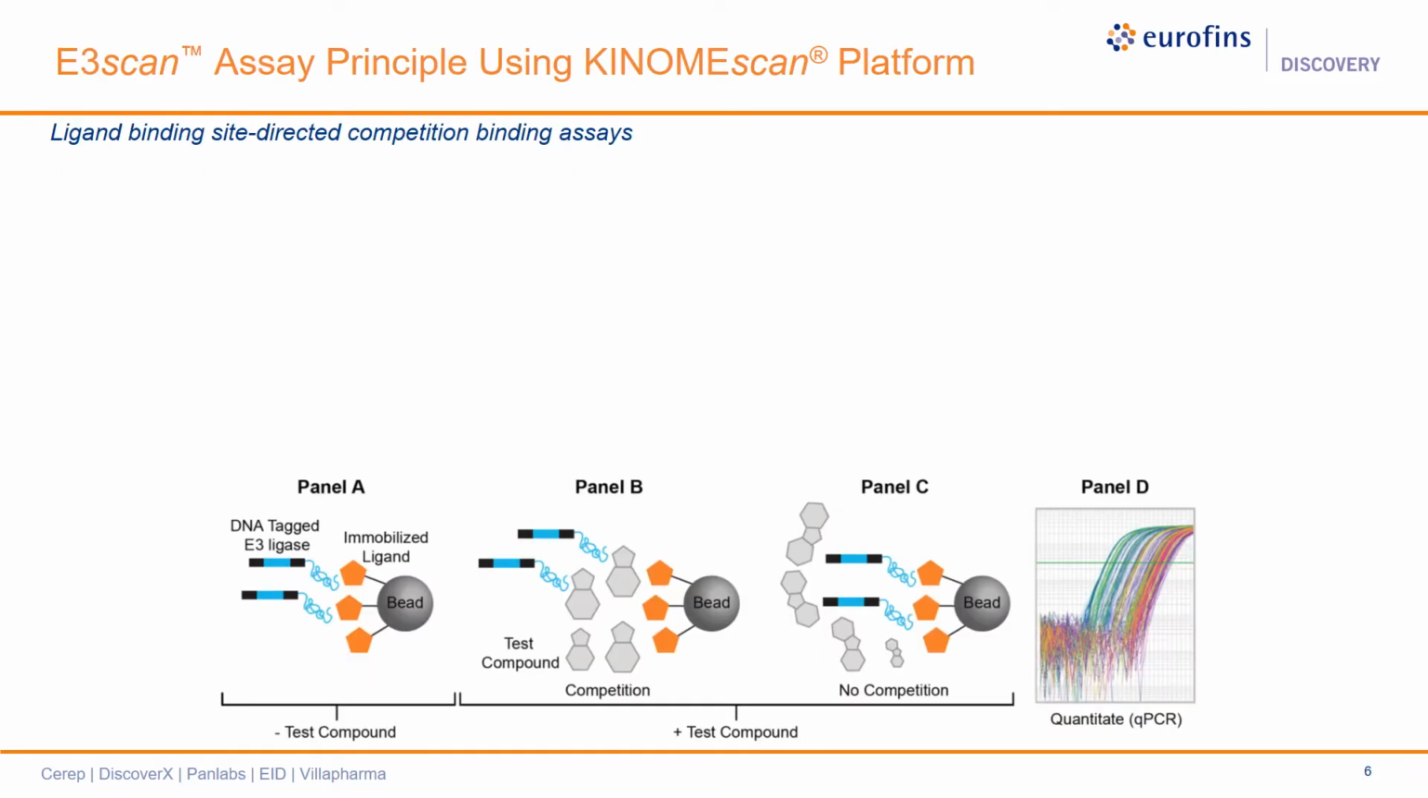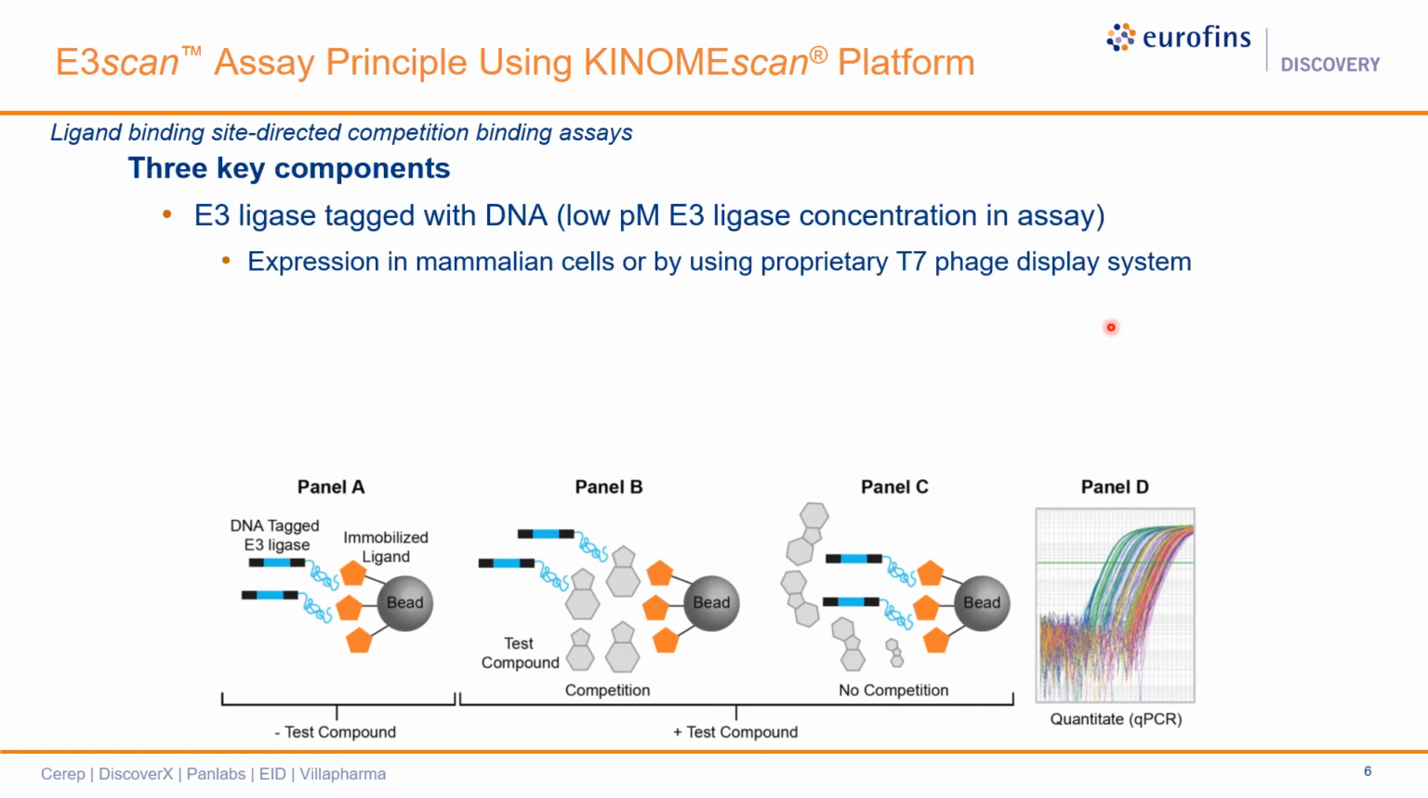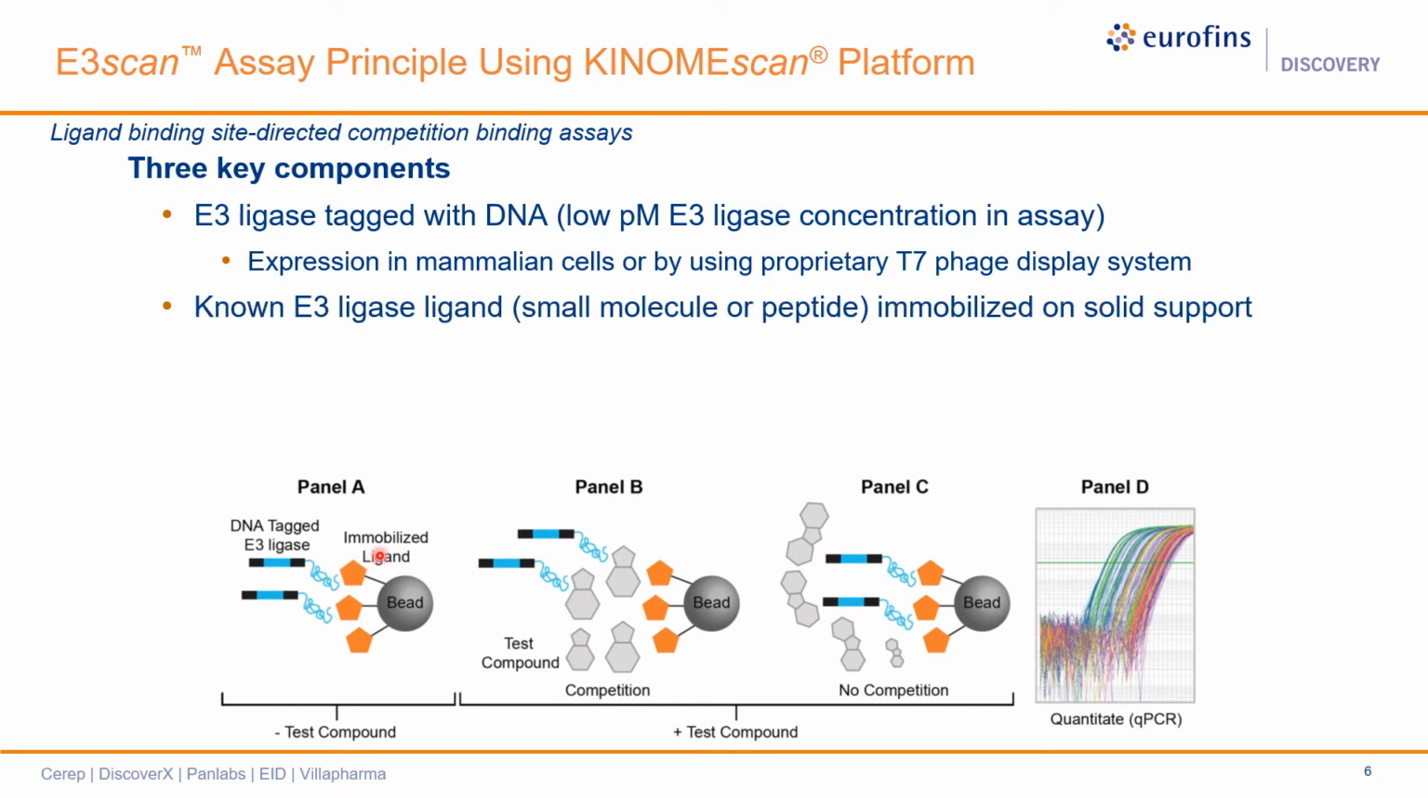The E3 scan assay principle is described here. It is very similar to the kinome scan technology and has 3 key components in the assay. As you can see in panel A, the first component is an E3 ligase that has a DNA tag on it and is expressed using our proprietary mammalian or phage display expression systems. This is not a purified protein, but a protein extract, which makes it very easy and fast to make, and scalable. The second component is a ligand for the E3 ligase that is immobilized on a solid support bead.